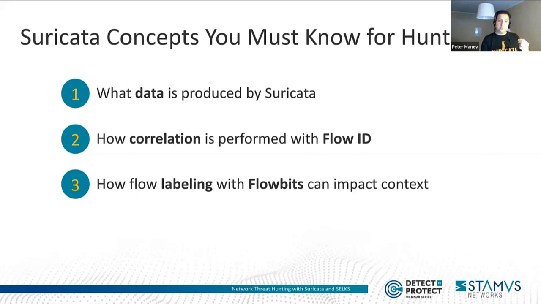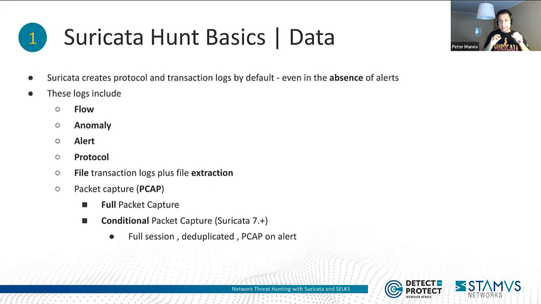So for example, to begin with, the data that Suricata produces is plenty. Suricata produces any and all sorts of protocol logs, anomaly logs, flow logs, file transaction logs. It does file extraction. It can do full packet capture, or it can do conditional packet capture. What does conditional mean? It's a new feature available in Suricata 7 and above. It basically means that you have a pickup of the full session that triggered that alert. So all those events will be there in terms of protocol logs, anomaly flows, and things like that, regardless of alerts or not. The alerts are usually between 1 and 5% of the total data that Suricata produces. So it's important to understand that the data is there. You have file transaction logs, pickup, alerts, protocol logs, transactions, file extractions, and similar.